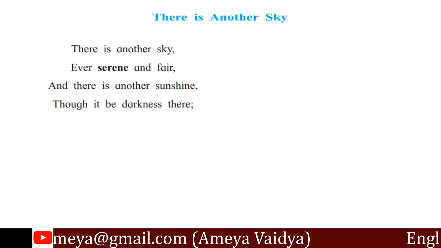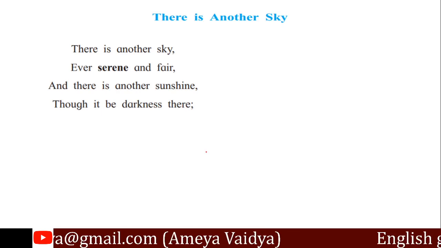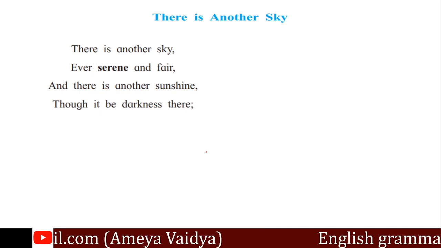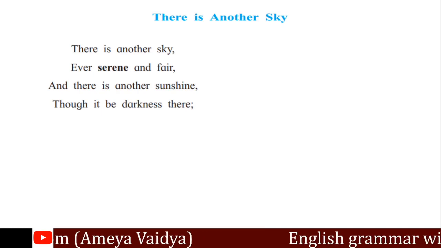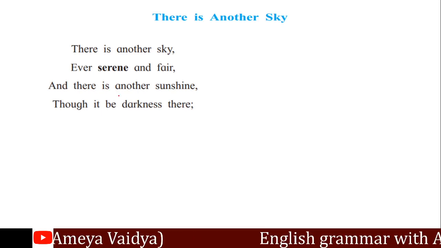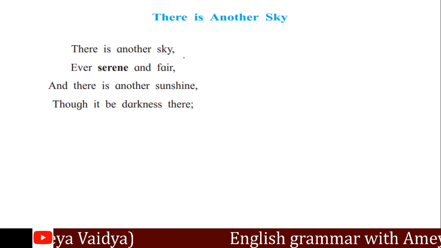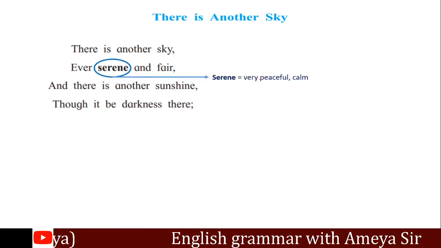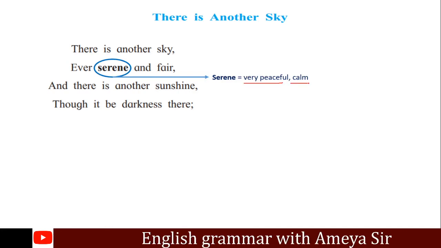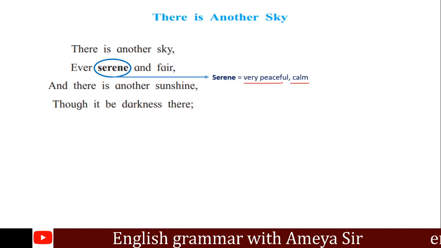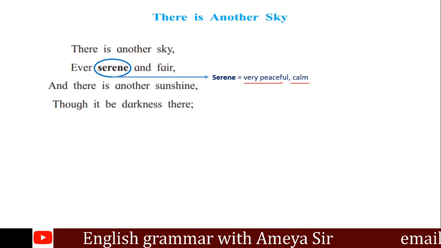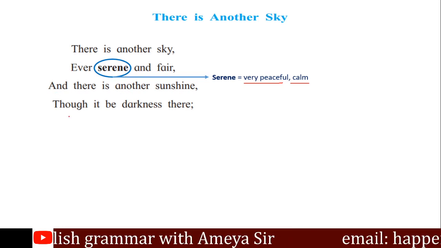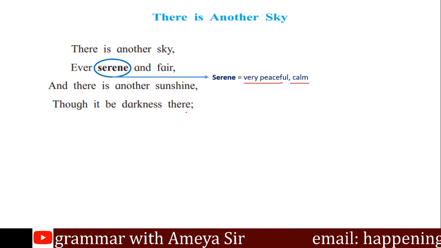There is another sky. Guys, this is a small poem, not a big poem or a lengthy poem, but it's very meaningful indeed, and I am hopeful that you will understand it thoroughly. There is another sky, ever serene. What do you mean by that? Very peaceful, very calm, very quiet. Remember? Quiet. Ever serene and fair, and there is another sunshine, though it be darkness there.